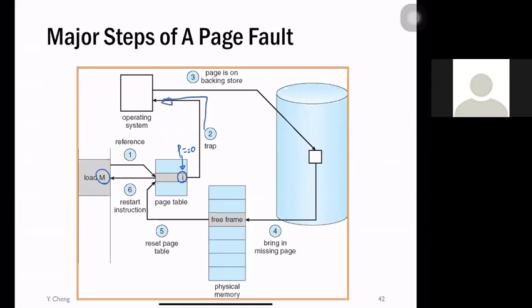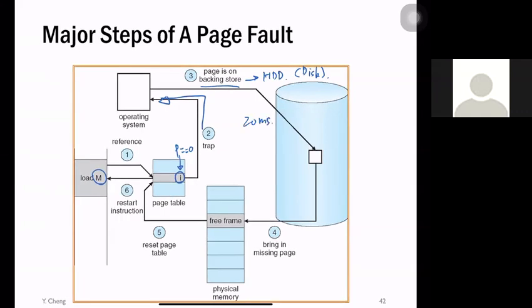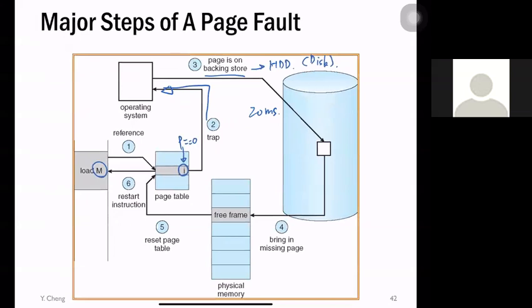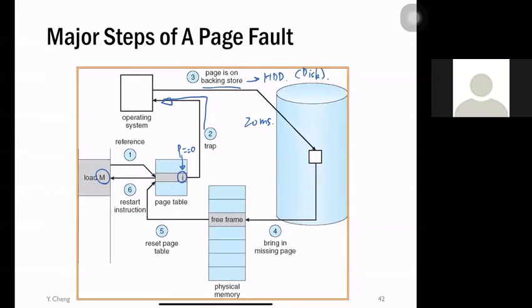Okay, and then the operating system starts looking for the requested page from the backing store. In this case, the backing store is the hard disk drive, or disk. It spends some time, maybe 20 milliseconds, and after 20 milliseconds, it successfully locates the data of interest. Then, as the next step, it tries to bring the data into memory.